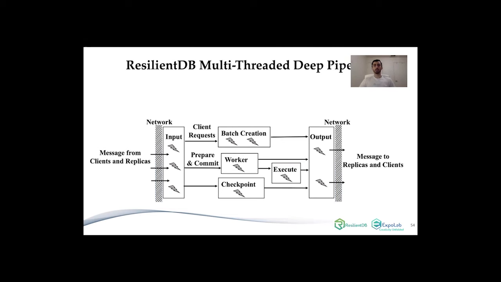If we zoom in to the consensus part in the architecture, we will see something like this. The left part is the network. We have input threads there. All those input threads are receiving messages from different nodes and putting them into the message queues. We have a batch creation thread, worker thread, and checkpoint thread. In PBFT and traditional BFT protocols, checkpointing is a way to garbage collect the consensus messages. There is a specific thread for doing that.